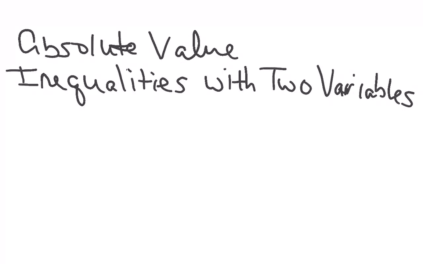Hello. Today we're going to talk about absolute value inequalities with two variables. That sounds kind of scary, but basically we're looking at equations that we graph. So we have x and y in these, and we want to look at how we find solutions to these. And again, they're inequalities, so we're going to have less than, greater than, less than or equal to, and greater than or equal to in these particular types of problems. So let's look at a few examples.